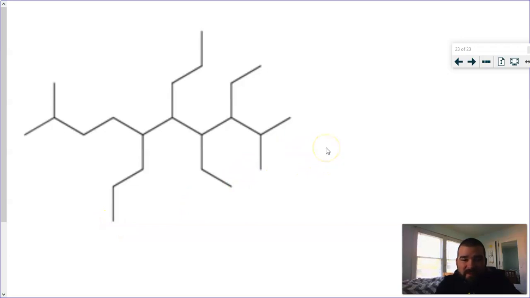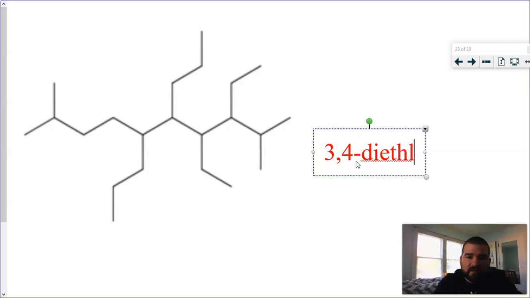Ethyl is going to be, we're going to number from right to left, I think, right? Because if I number from right to left, I'm going to have on carbon 2, 3, 4, 5, 6, and 9. Whereas if I number from left to right, I'm going to have carbon 2, 5, 6, 7, 8, 9. That's not as good. So we're going to number right to left. So this will be carbon 1, 2, 3, 4, 5, 6, 7, 8, 9, 10. And we'll start with the ethyls. This is going to be 3, 4 diethyl.